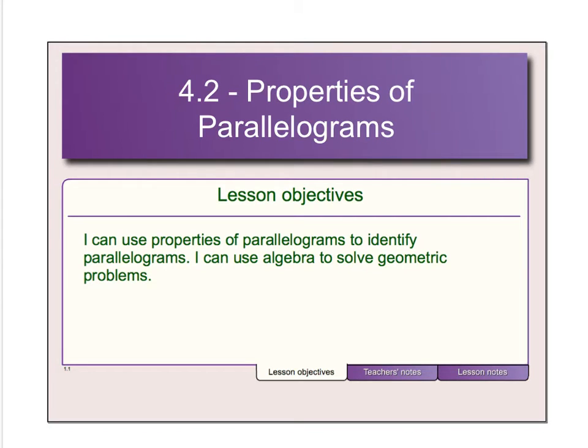Ladies and gentlemen of geometry, this is 4.2 talking about properties of parallelograms. So what you need to be able to do is use properties to identify parallelograms and use algebra to solve geometric problems. Basically what we're looking at is what makes a parallelogram, and then how can I know if a shape is a parallelogram, and finally can I use that information to help me solve problems.